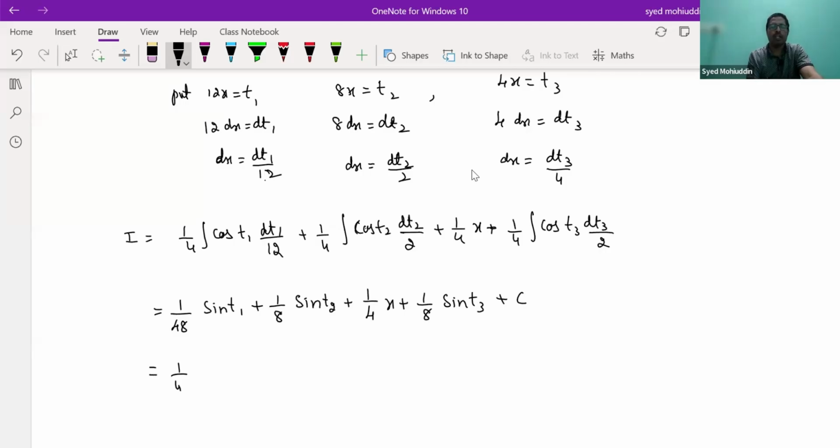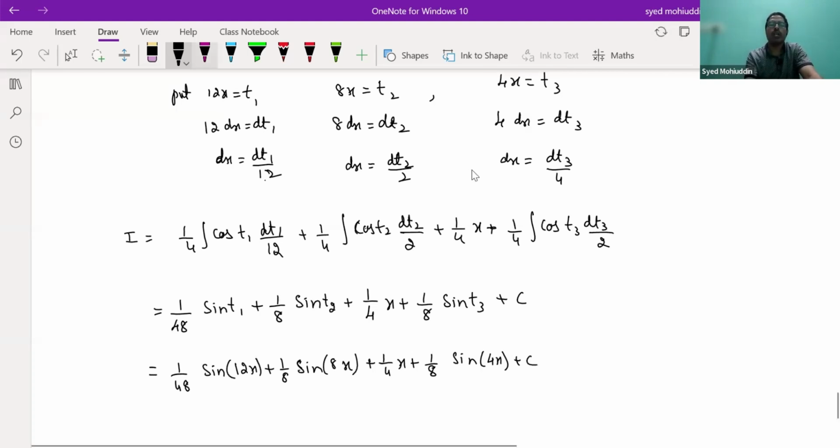1 by 48 sine of t1 value, which is 12x, plus 1 by 8 sine of t2, what is the t2 value? T2 value is 8x, plus this is 1 by 4 times x as it is, plus 1 by 8 into sine of t3. T3 value is 4x, plus the constant of integration c. That will be the required solution.